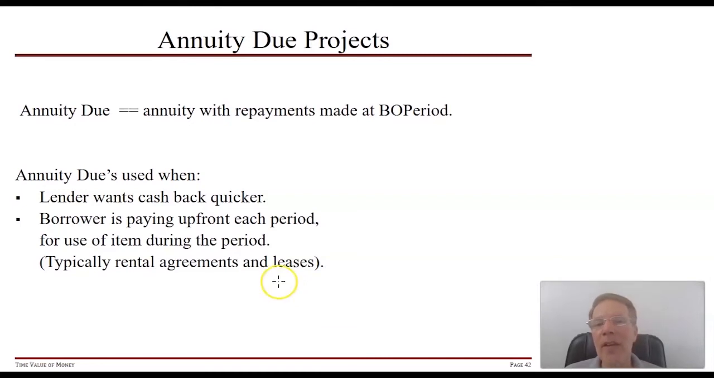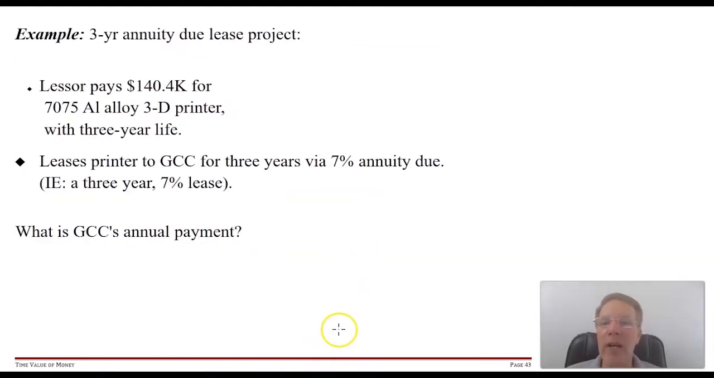for borrowers and lenders, really, that the borrower is paying upfront in each period for the use of an item in the period. And this is exactly what we see with a lot of rental agreements and leases. So your rent is due on the first day of the month or the last day of the prior month, and that gives you the right to stay in your apartment for that month. So you pay first, then you stay in the apartment for that month. So that's an annuity due type of structure.